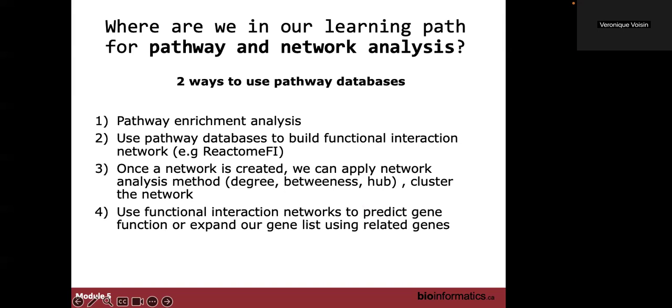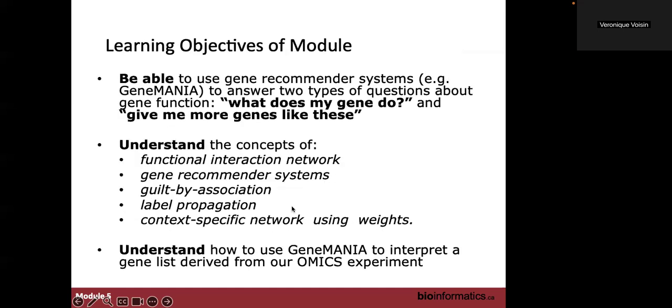And today, as step number 4, we go one step further, and we use all different types of functional interaction networks that we integrate together, and we will use them to predict gene function or to expand our gene list using related genes. So this is the list of our learning objectives for this lecture. Be able to use a gene recommender system, GeneMania, to answer two types of questions about gene function. The first question is, what does my gene do? And the second question is, give me more genes like this.